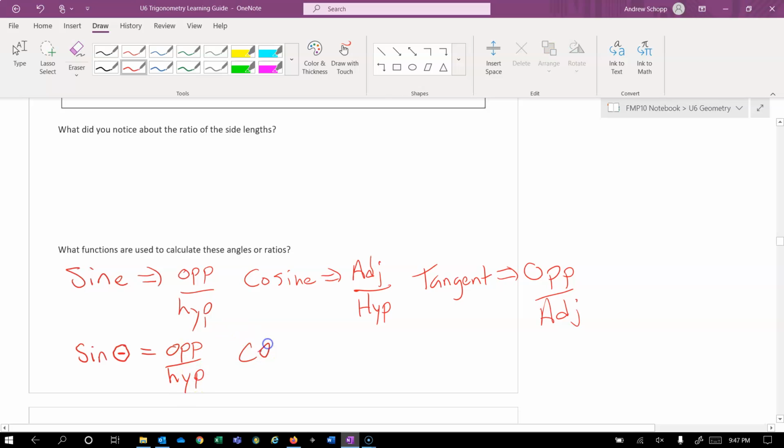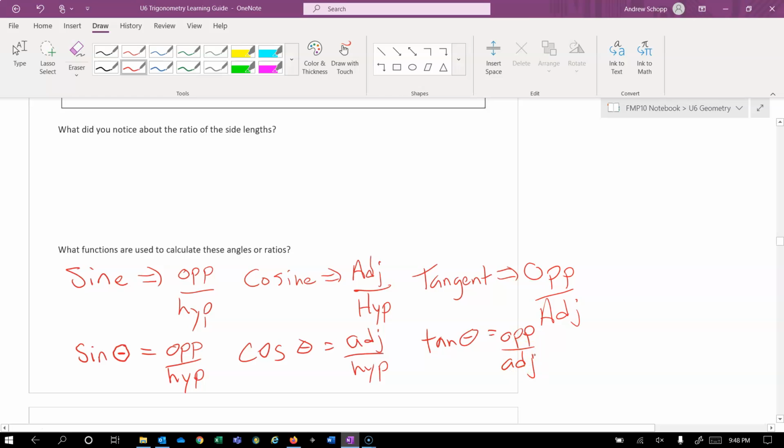Same with the cosine, we shorten it to the first three letters. Cosine of any angle in a right triangle will be equal to the adjacent over the hypotenuse, and the tangent of any angle theta will be equal to the opposite over the adjacent.